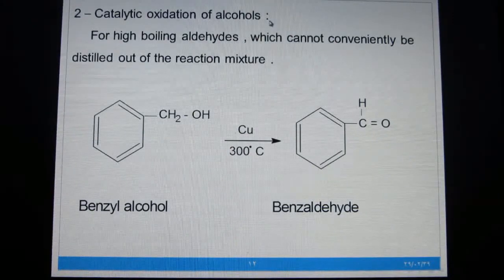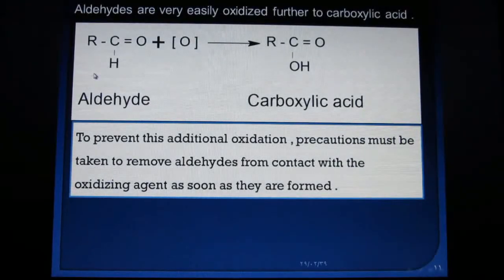Catalytic oxidation of alcohol for high boiling aldehydes. What does that mean? When we speak about this reaction, we take alcohols with higher boiling point and we prepare aldehydes with lower boiling point. So the boiling point of the reaction must be less than the alcohol boiling point and higher than the aldehyde boiling point.